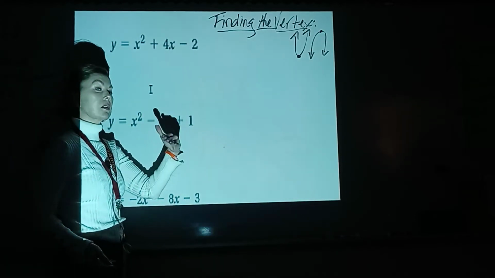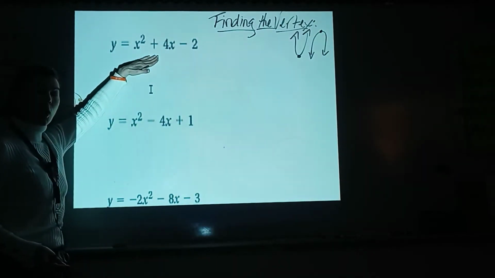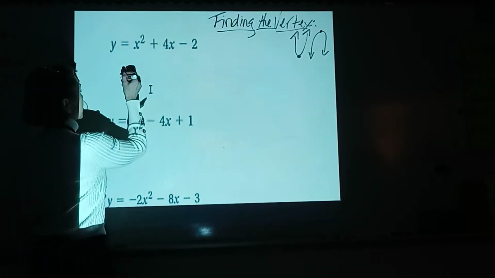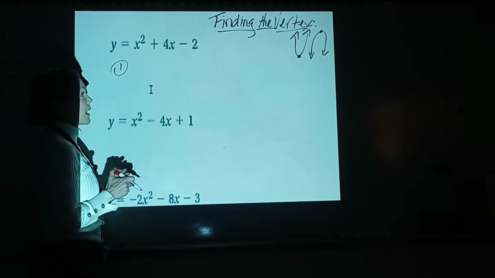So the vertex, we were able to find it just by looking at it on the graph. Now we're going to be able to find the vertex given a quadratic. So we have two steps. So everyone write step one.